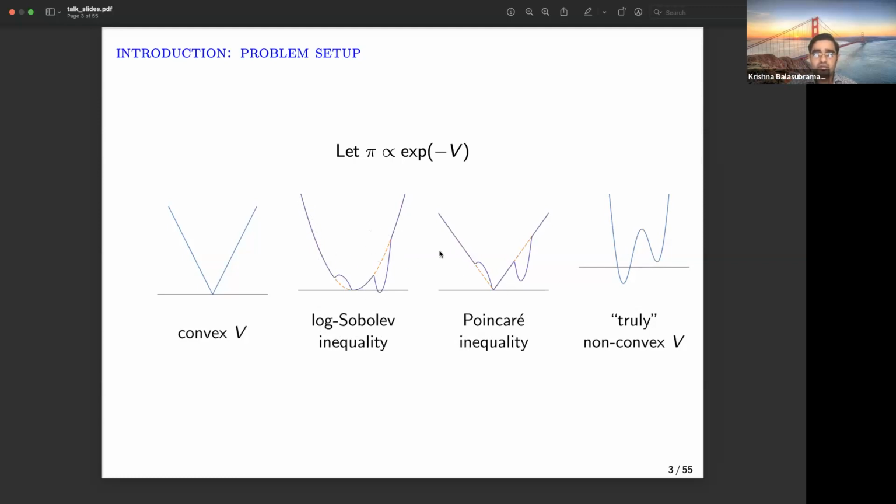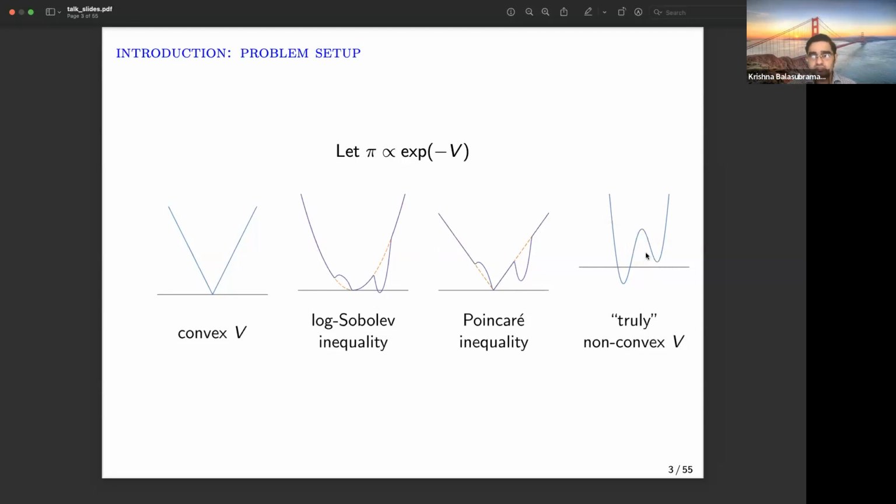Similarly here, it's closely following the absolute value function, but it is still non-log-concave, or the potential V is non-convex, right? And these are intermediate non-log-concave densities or non-convex potentials V. But what I mean by a truly non-log-concave density or a truly non-convex potential is when you can have mixtures of Gaussians or arbitrary multimodal densities in some sense, right?